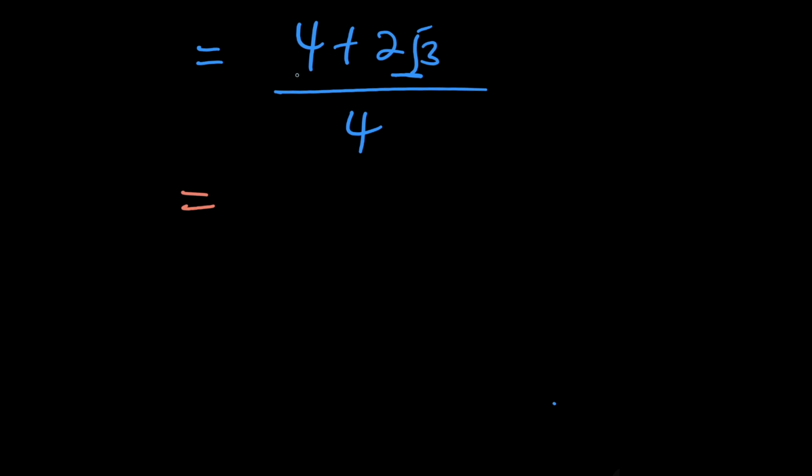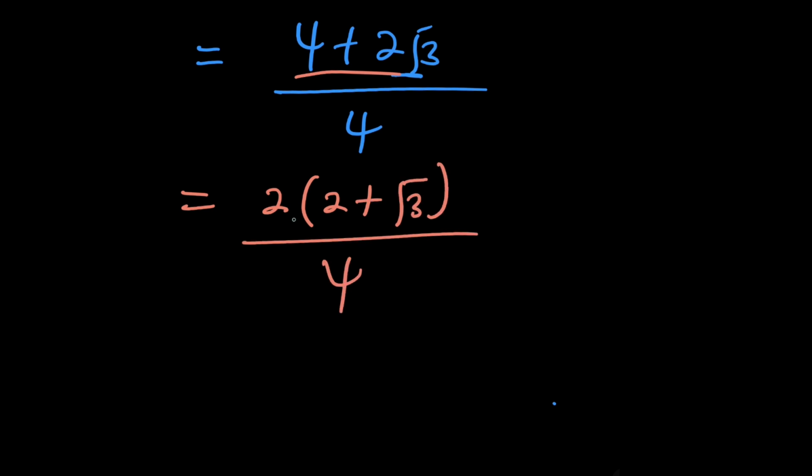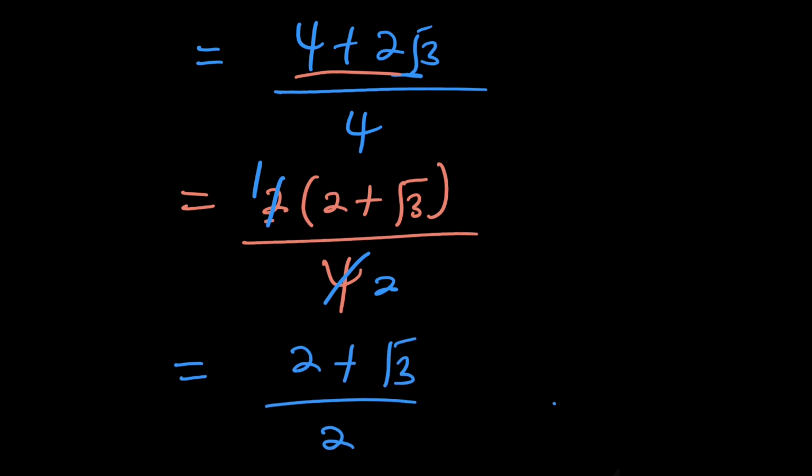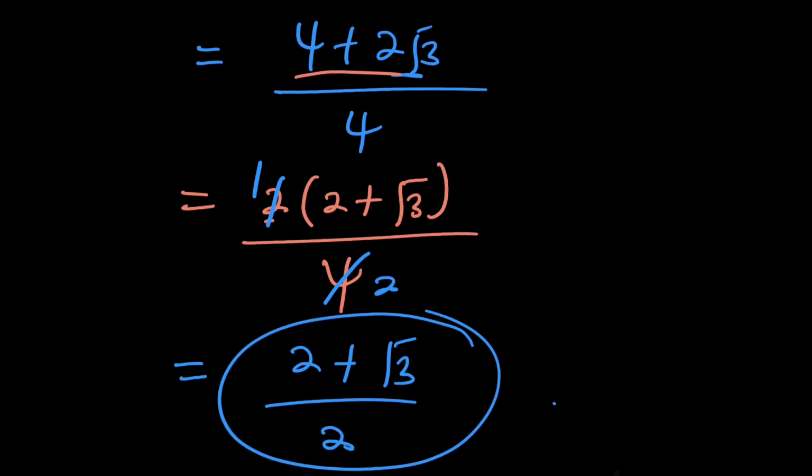The common factor between the first two terms is 2. So 2 goes here: 2 times (2 plus root 3) all over 4. So now that this and this are multiplying, we can now cancel out. 2 goes into 2 once, and 2 goes into 4 twice. So then the final answer becomes 2 plus root 3 all over 2. So this is what you get when you simplify or rationalize the denominator.